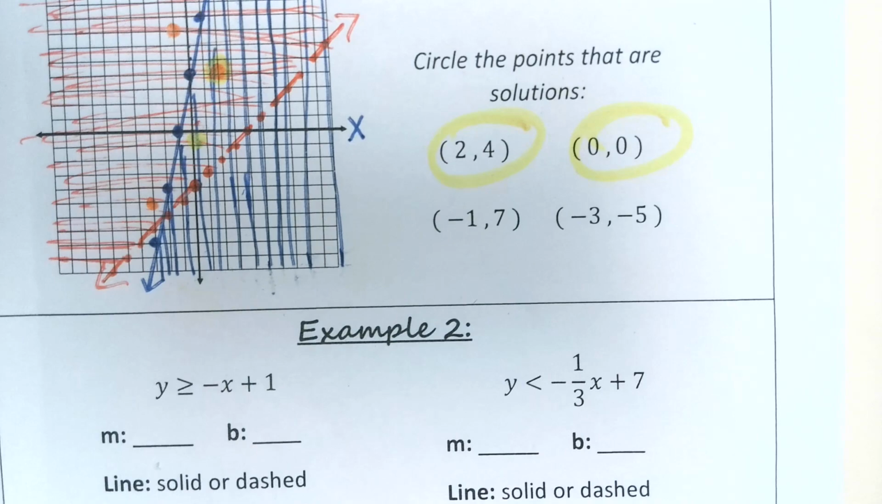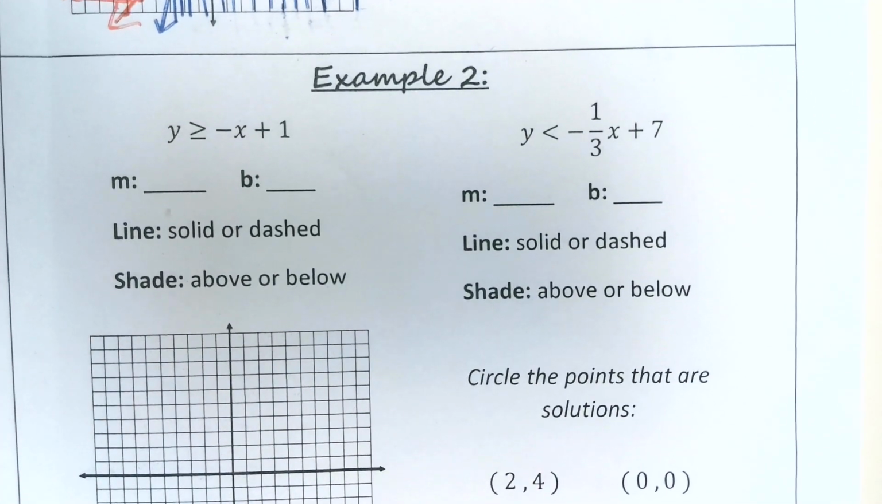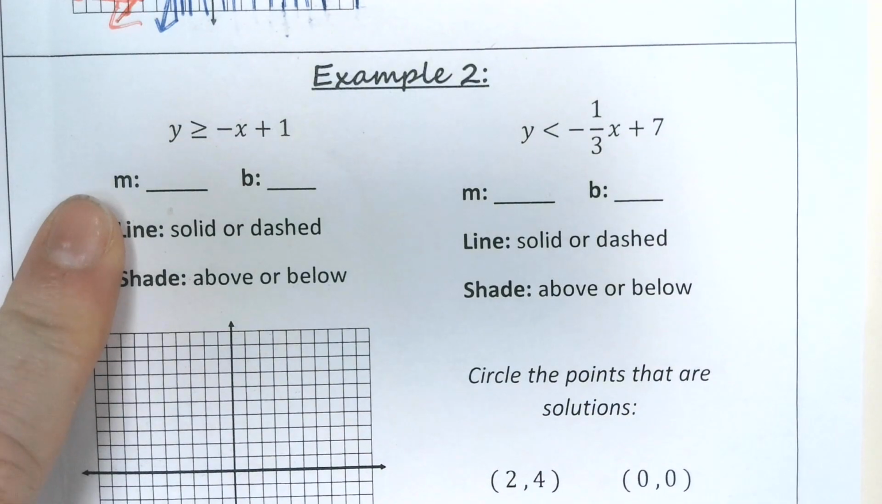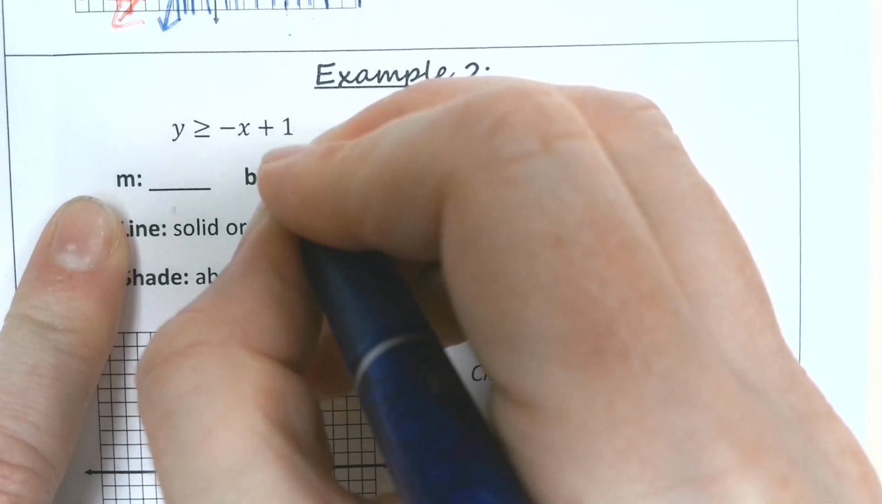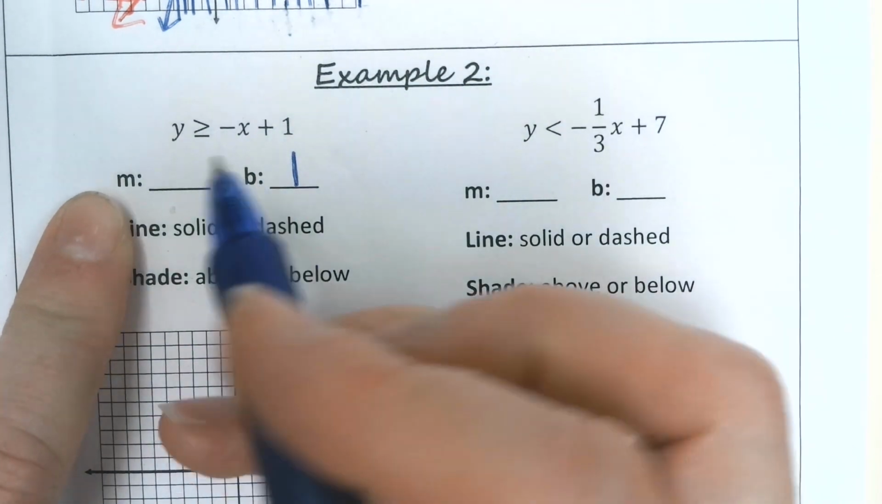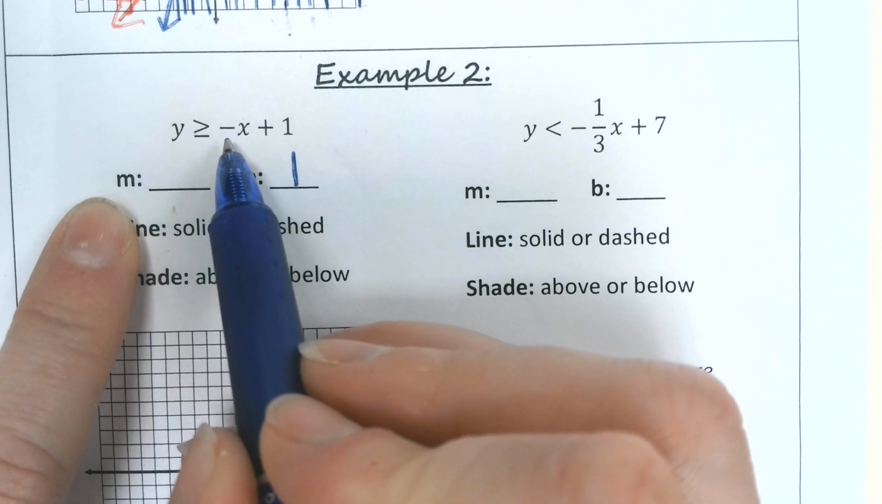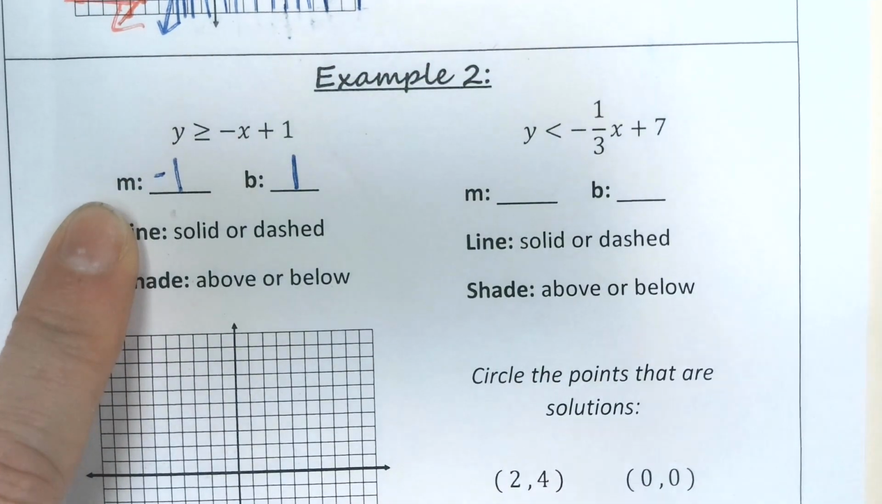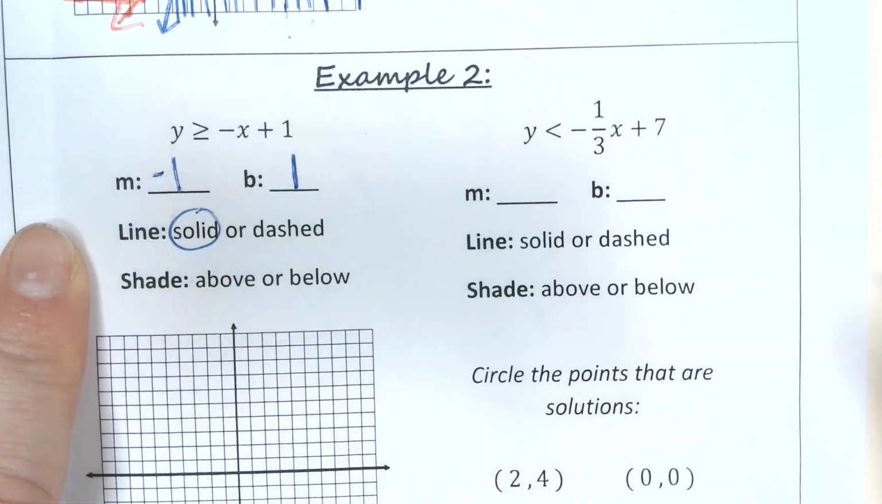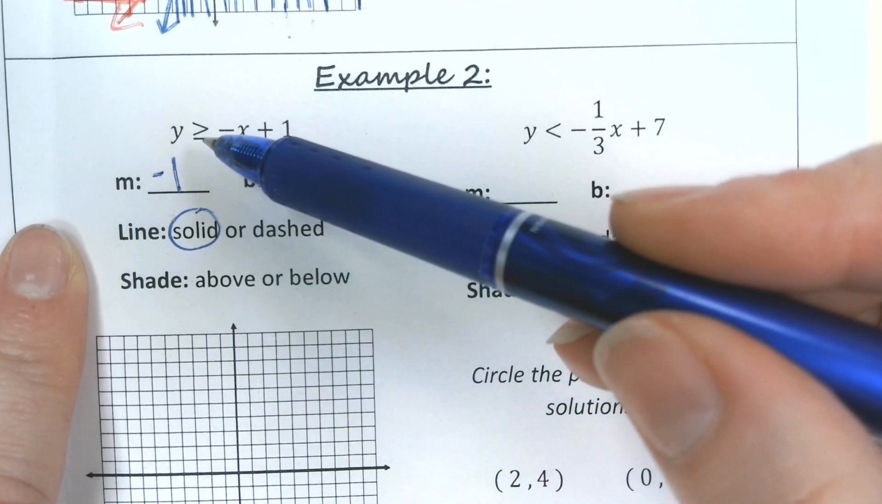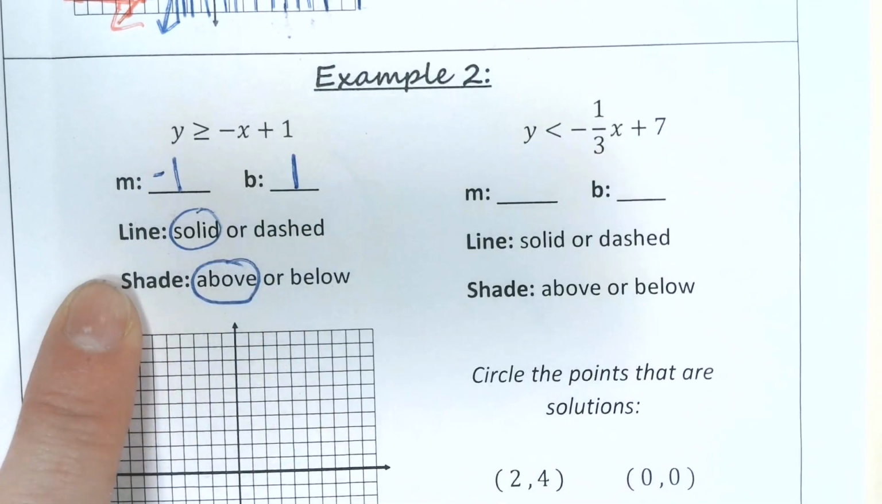All right, go ahead and do the next one. Our slope would be -1, right? Our y-intercept is 1. It's going to be solid or dashed. Look at the symbol. It has that extra line, so it's solid. It's greater than, so it is above.